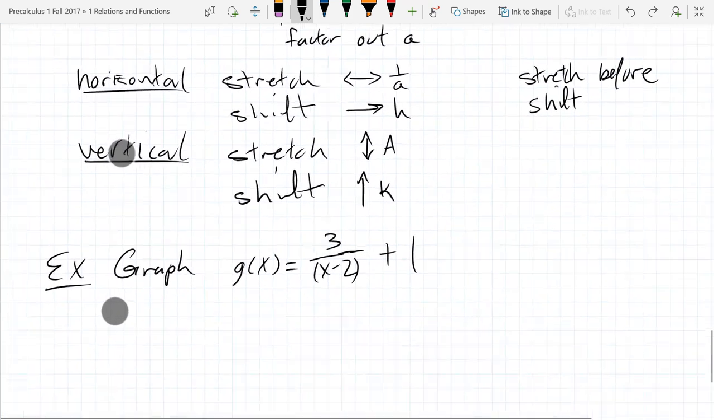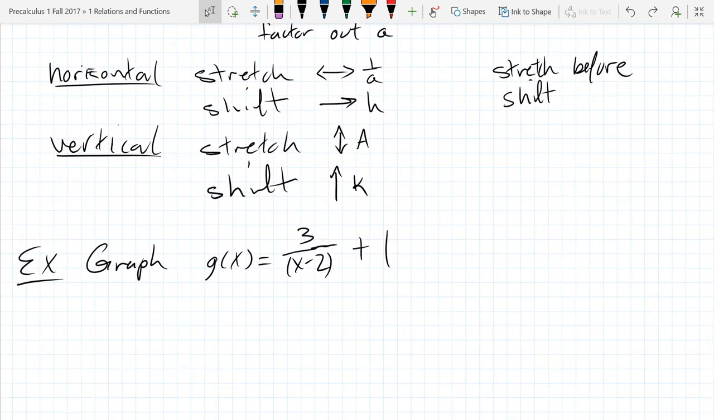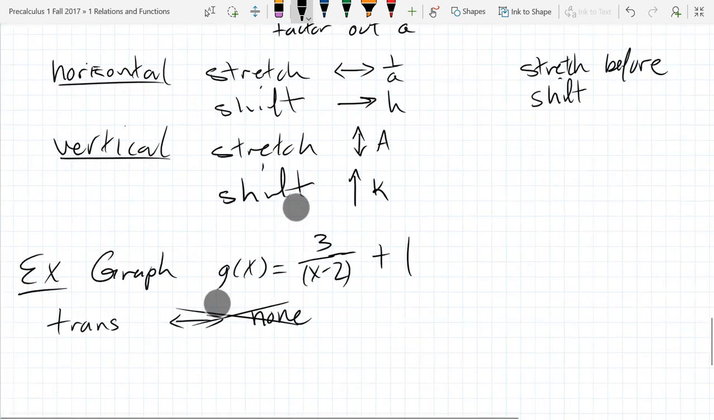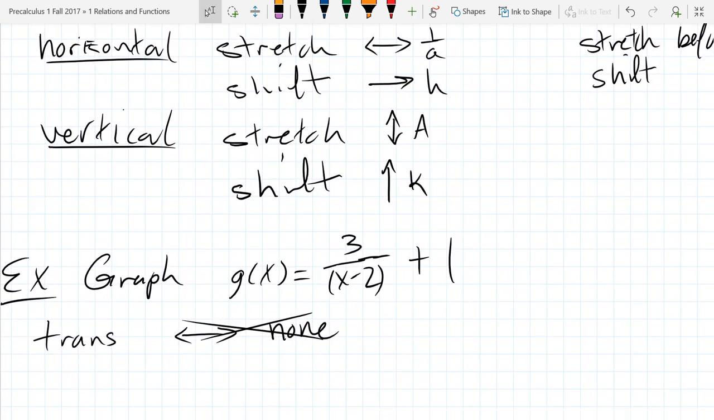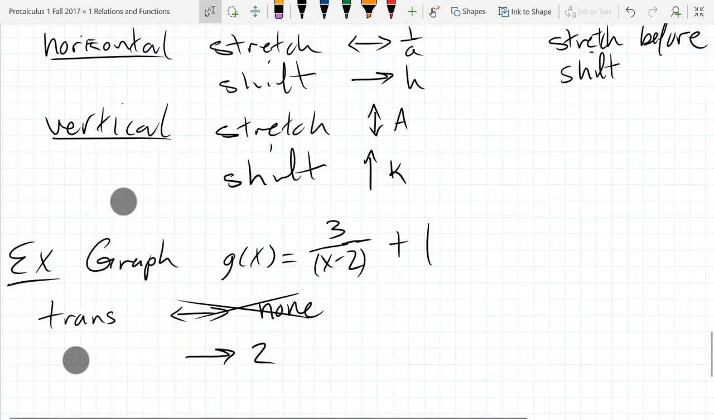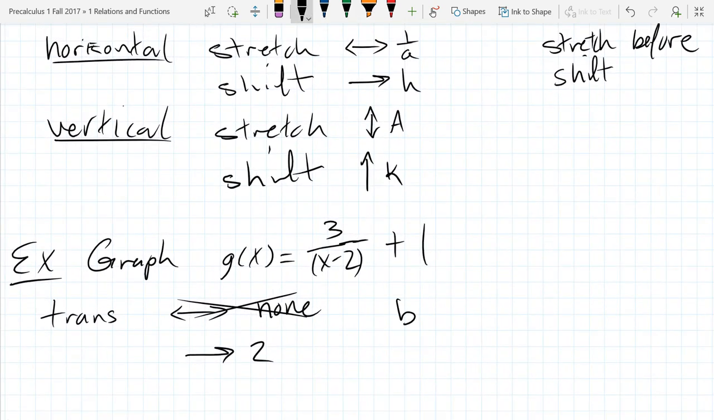So we're going to write out the four transformations in order. So we have first up horizontal stretch. We said none. So I'm going to cross that out. We do have a shift. Are we going left or right? So it looks negative, but that actually means we're going to the right. Now, the verticals are a little more tricky. Let's write down the base function first.